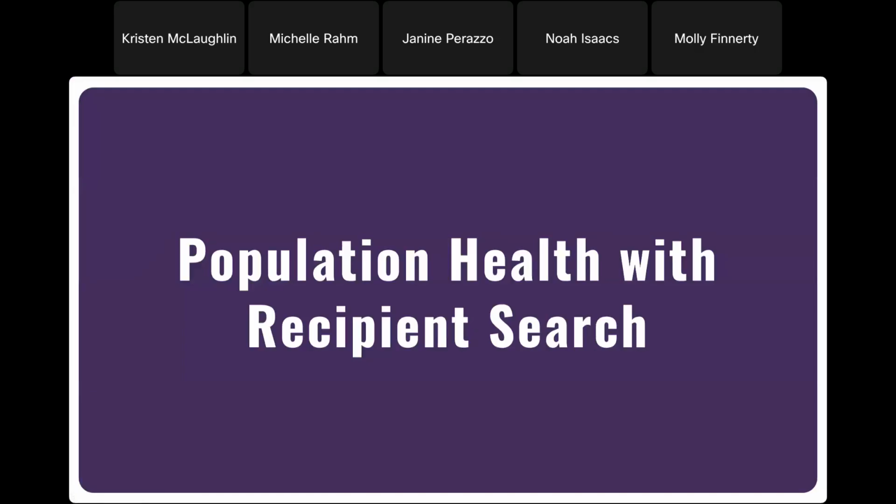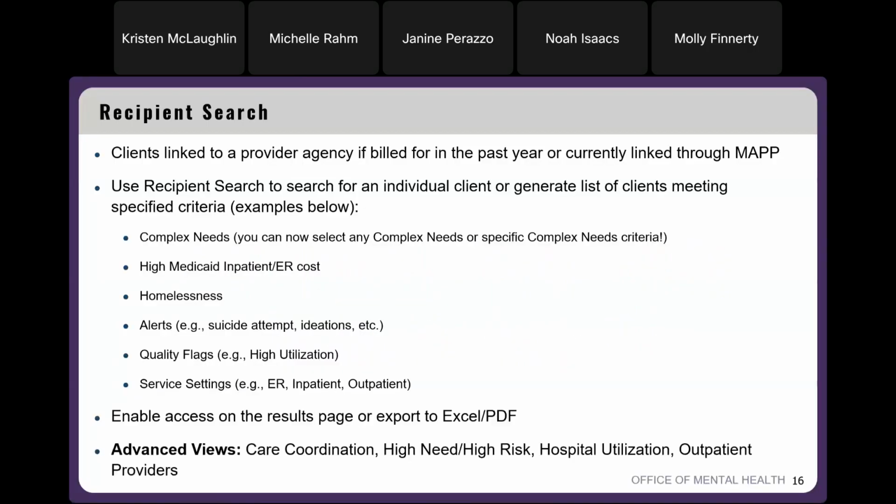All right, so now that we know how to get access to PSYCKES and how to log in, let's talk about how to use it. The recipient search we already touched base on. This is a great way for you to get information about a cohort or an individual client. For that cohort search, the number one thing you're seeing here is the complex needs, right?